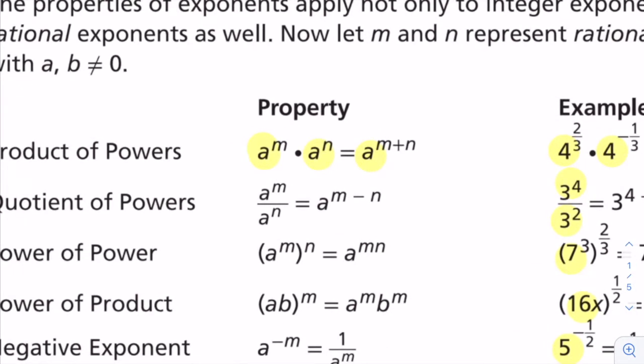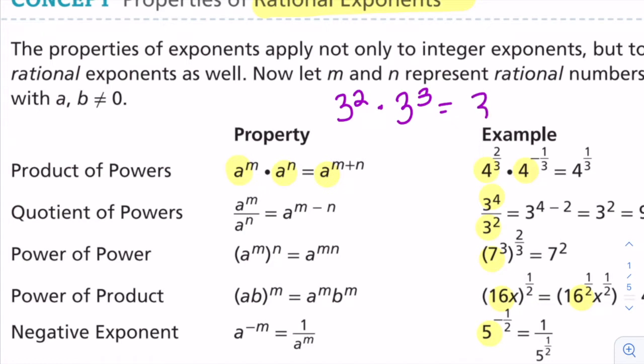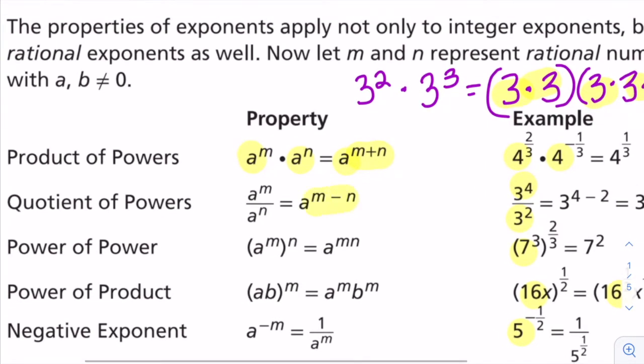So if I had 3 squared times 3 cubed, well, that would just be 3 times 3, right? And then 3 times 3 times 3. And so when we look at it, we have five 3s. So that's going to be 3 to the 5th, and that's why we know we can add the exponents. Conversely, if we are dividing, we can subtract the exponents. Okay, they're going to reduce.